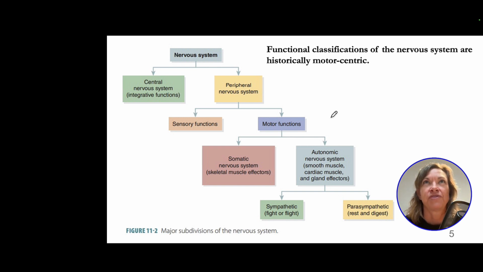Now, the third way the nervous system is divided, are we on third? 3, CNS, PNS, anatomical, and functional. Functional classifications of the nervous system are historically motor-centric. And this is a good example of that. So, for example, if we take the nervous system, divide CNS versus PNS, then we can further divide the peripheral nervous system into sensory and motor. And then all of a sudden you can see, oh, we've lost the sensory system for the rest of the function, right? So motor functions, then they've divided into somatic and autonomic, and they divided autonomic into sympathetic and parasympathetic. But we've kind of lost the sensory system for the remainder of the classification.